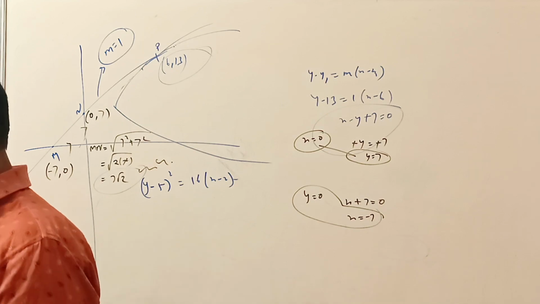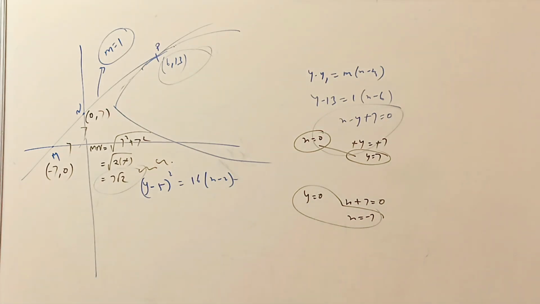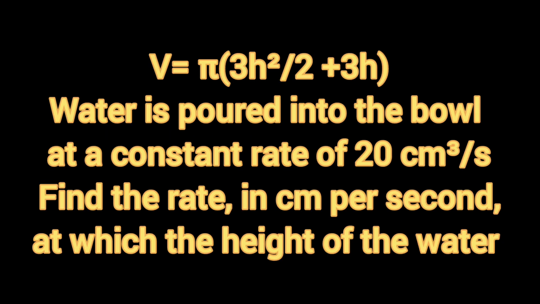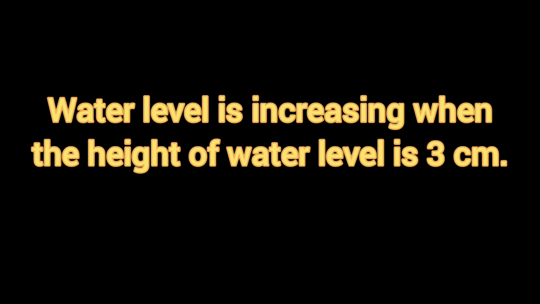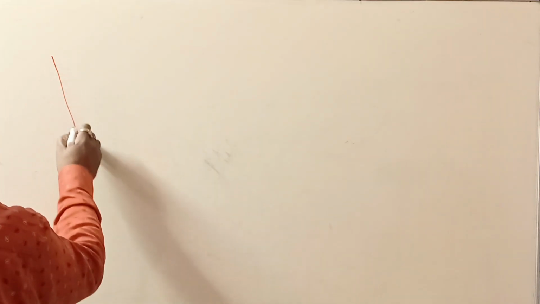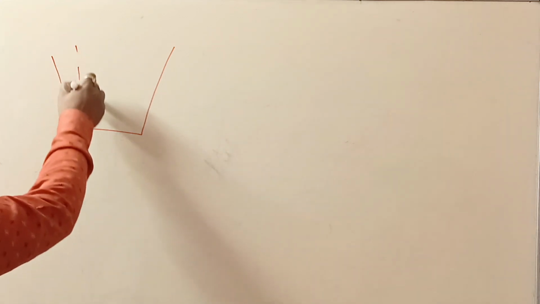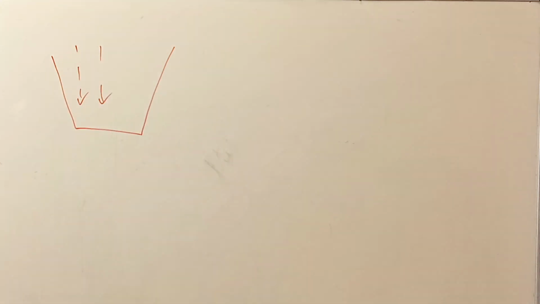Okay, now let's start with another question. Now here you have another question. This is again from the application of derivatives, and this question is from the rate measure. What you are given here is a beaker-type bowl containing water. This is the cross section of the bowl, and the water is poured into this, what we call a bowl.